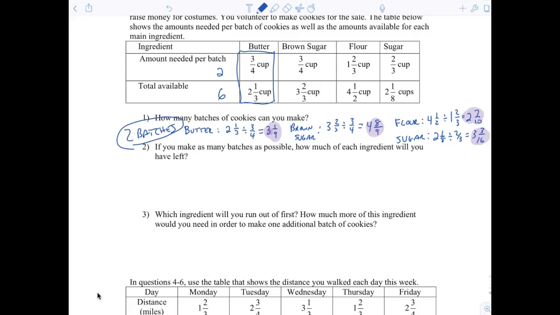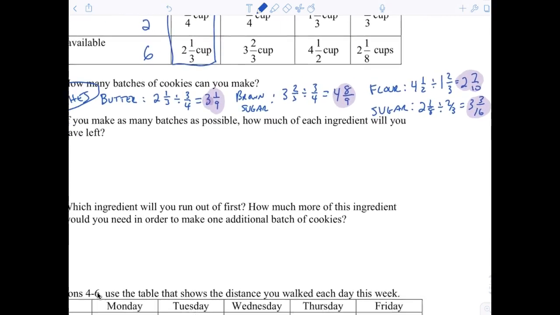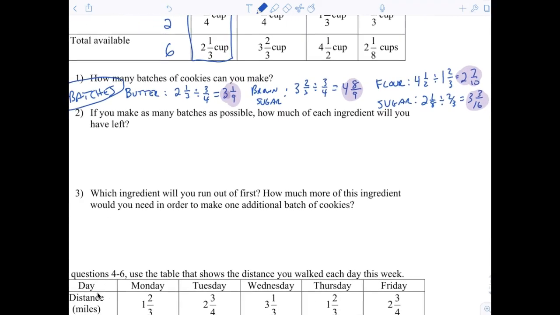Yes. Yeah, look right here. So the butter. How many batches could I make for butter? 3 1/9. How many for brown sugar? But when you're making something, can you really make a 1/9 of it? No. So realistically, I can only make what? 3. I can make 4. I can make 2, or I could make 3.